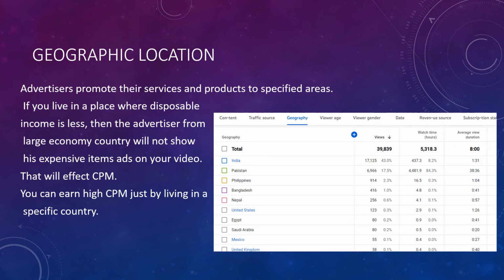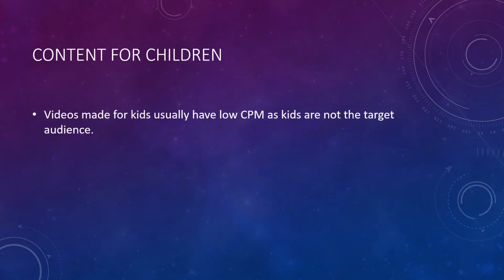Geographic location. Advertisers promote their services and products to specified areas. If you live in a place where disposable income is less, then the advertiser from a large economy country will not show his expensive items ads on your video. That will affect CPM. You can earn high CPM just by living in a specific country.